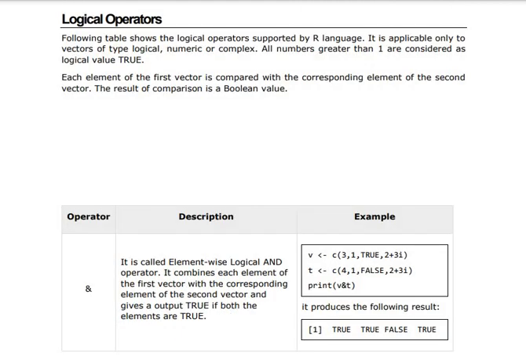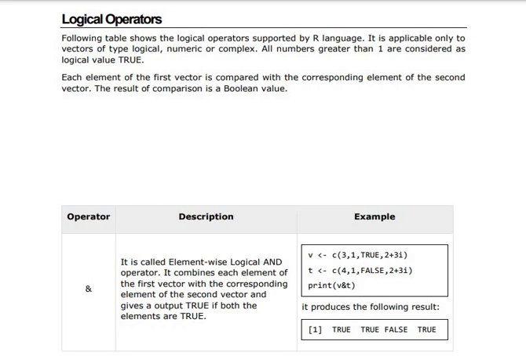So we have logical operators. Each element of the first vector is compared with the corresponding element of the second vector, and the result is a Boolean value. All the numbers greater than 1 are considered as logical value true, 1 and greater than 1.